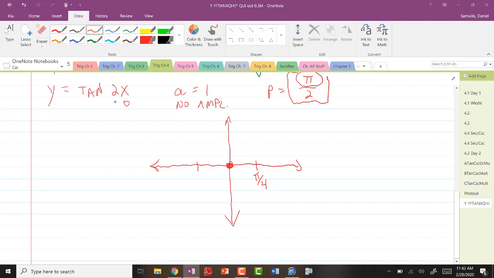What happens when I plug in 0? What's 2 times 0 still, everybody? 0. What's the tan of 0 still? 0. That's it. That's why (0, 0) is a point there.